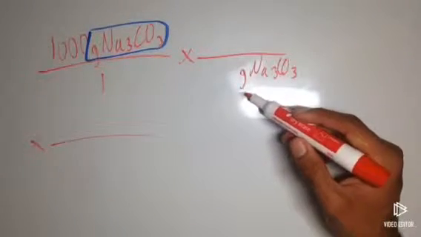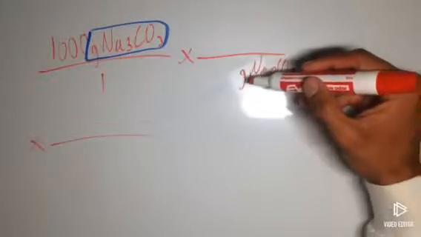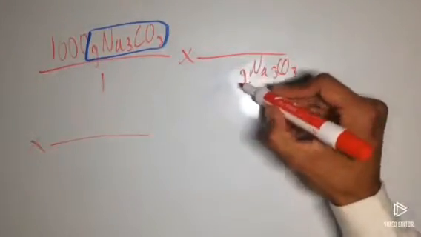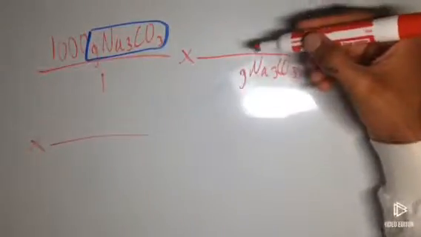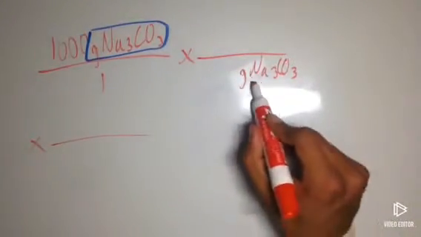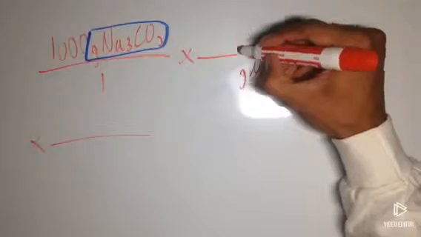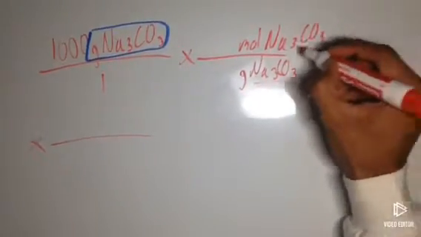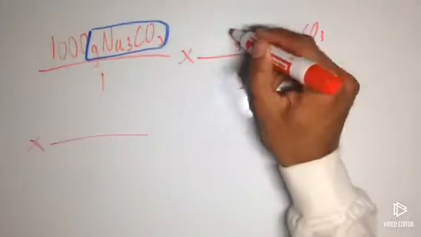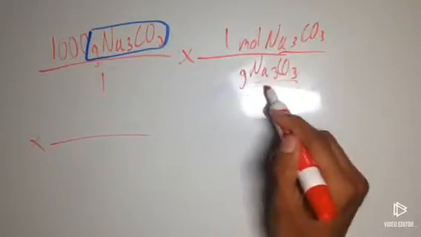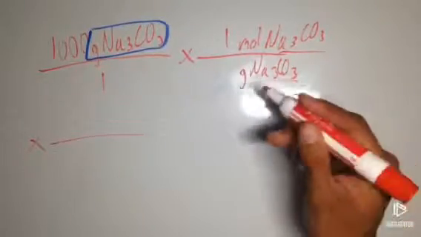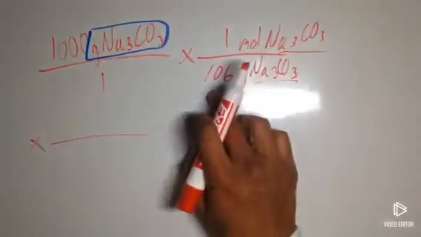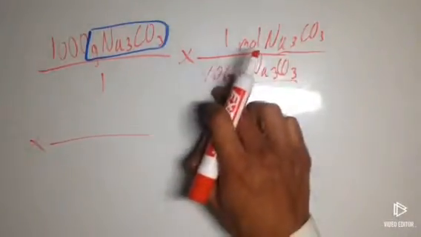Since we're trying to convert these grams into moles, it goes from grams to mole. So how many grams of this are there in a mole? That's what we're trying to figure out. So we put mole of Na2CO3. And 1 mole of this has 106 grams.